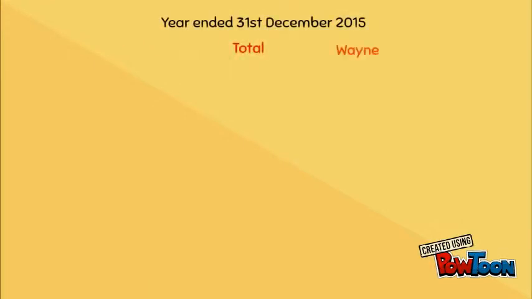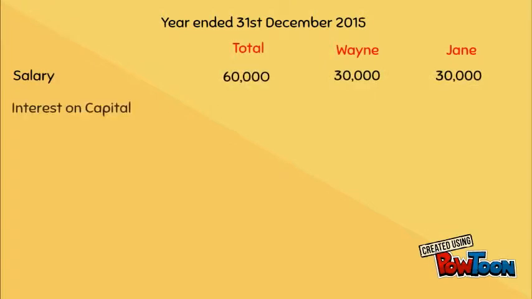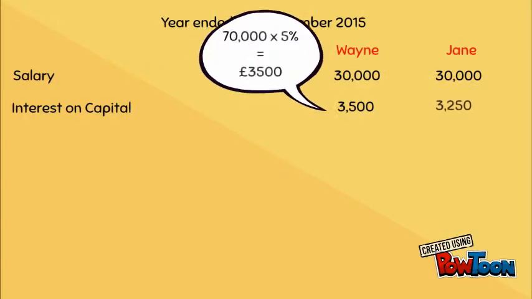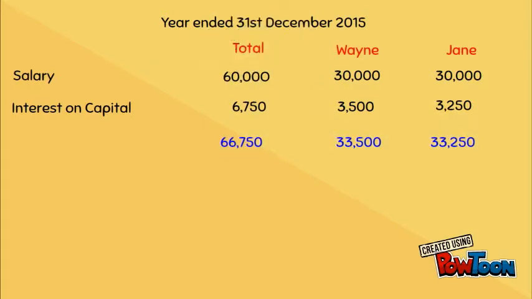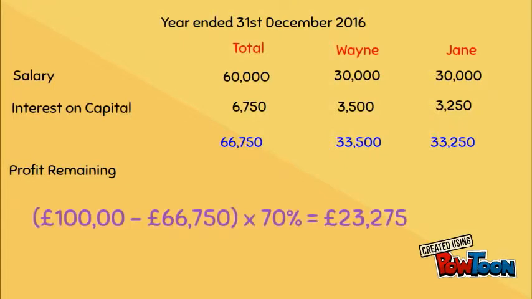So at the year end, they both receive a salary of £30,000. There's a 5% interest on capital. So for Wayne, this is £70,000 times 5%, which comes to £3,500. And these two rows are then totaled up. The next step is to calculate the profit remaining. So for Wayne, this is £100,000 profit minus £66,750, times 70% of his share of the profits, and this comes to £23,275.